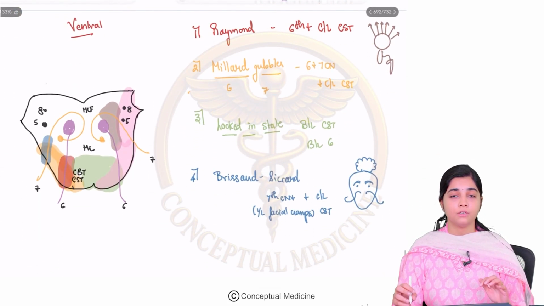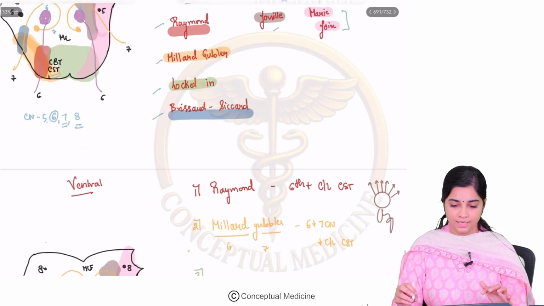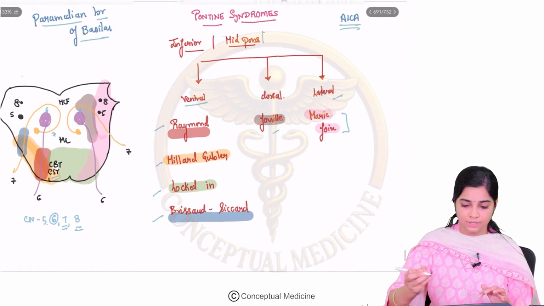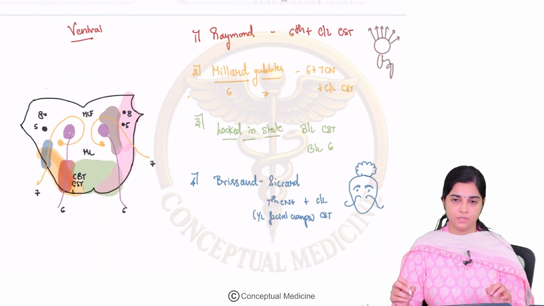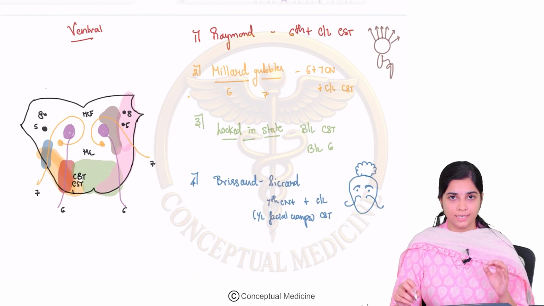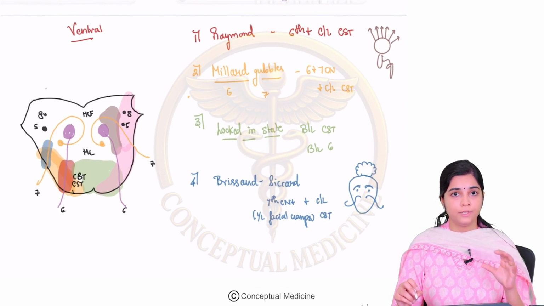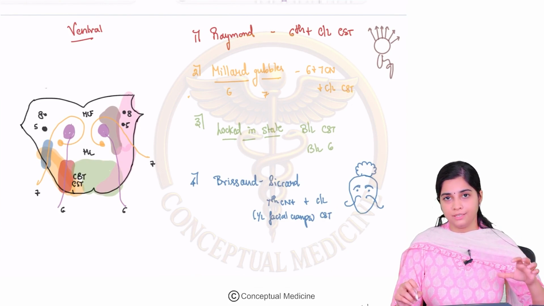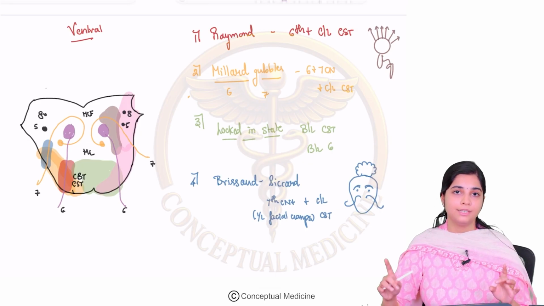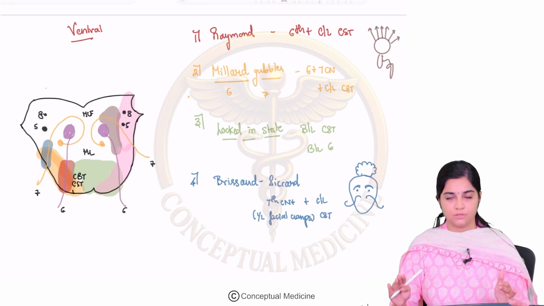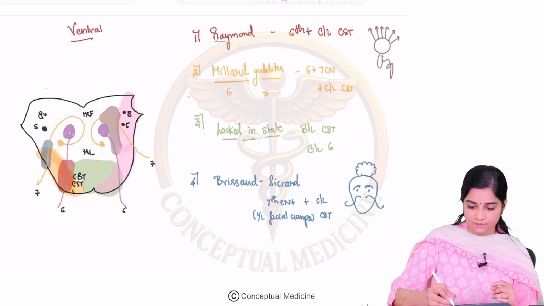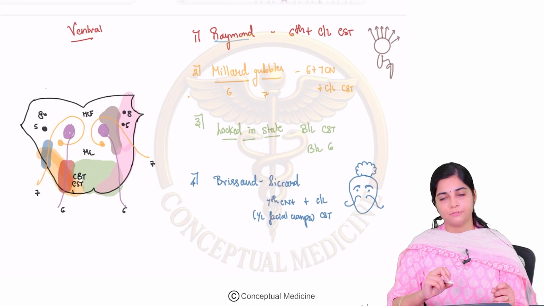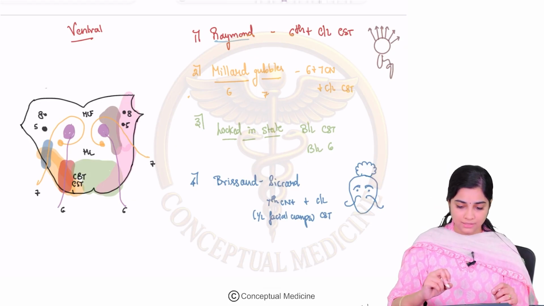These are present in your inferior or mid pons. Remember, inferior or mid pons. In this slide, I have highlighted which area of the pons is affected and which structures are affected, and written the name of the syndrome in the same color so that you can identify it easily. So the first syndrome is your Raymond syndrome.